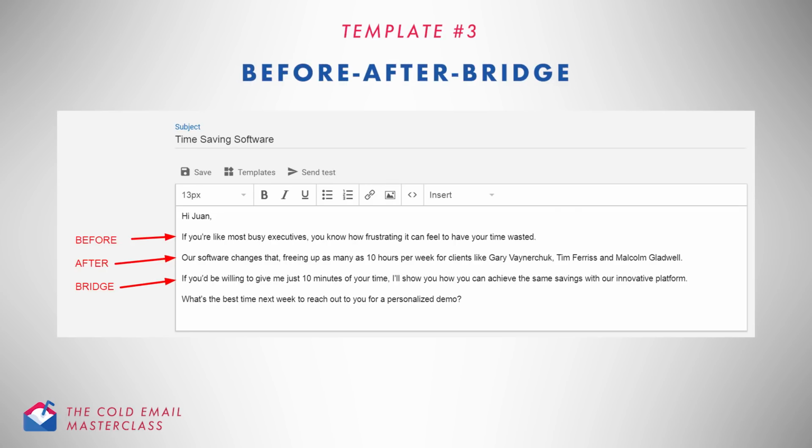The third template is the before, after, and bridge. The before is talking about what life was like before whatever you are selling or doing or pitching.